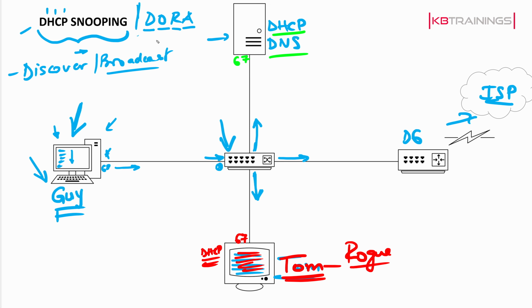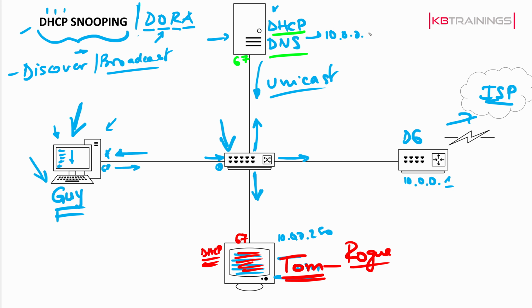The next step is the offer. So the DHCP server is supposed to offer an IP to our device. The offer, good thing is an offer is a unicast. It's not a broadcast. So the offer is only sent to Guy, and Guy receives the offer. Let's say our default gateway is 10.0.0.1. And Tom was able to get for himself 10.0.0.250. And our DHCP and DNS is sitting on 10.0.0.2.